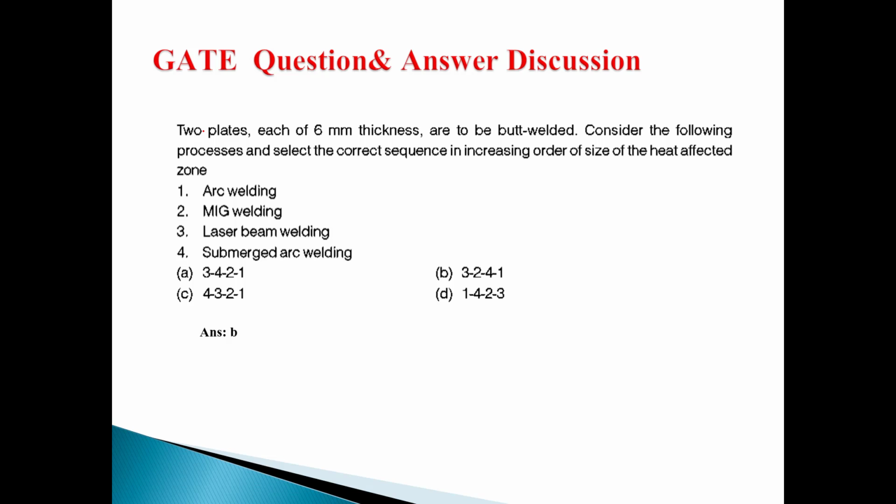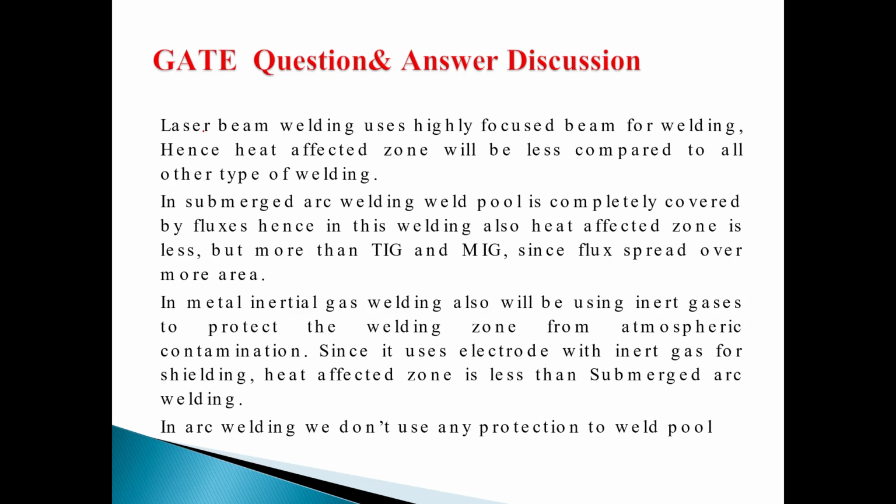Two plates each of 6 mm thickness are to be butt welded. Consider the following processes and select the correct sequence in increasing order of size of the heat affected zone: arc welding, MIG welding, laser beam welding, submerged arc welding. Laser beam welding uses a highly focused beam for welding. Hence, the heat affected zone will be less when compared to all other types of welding.